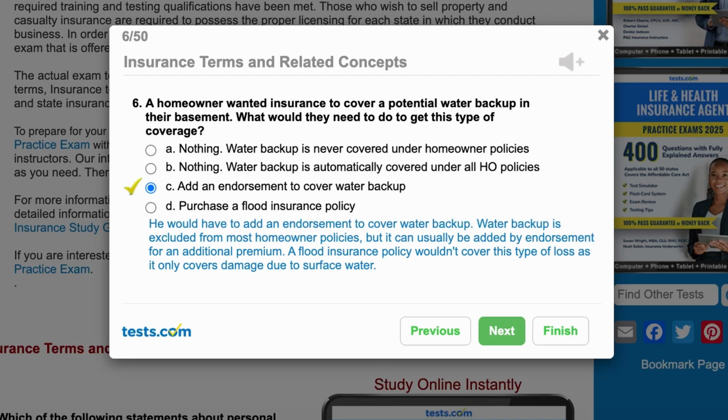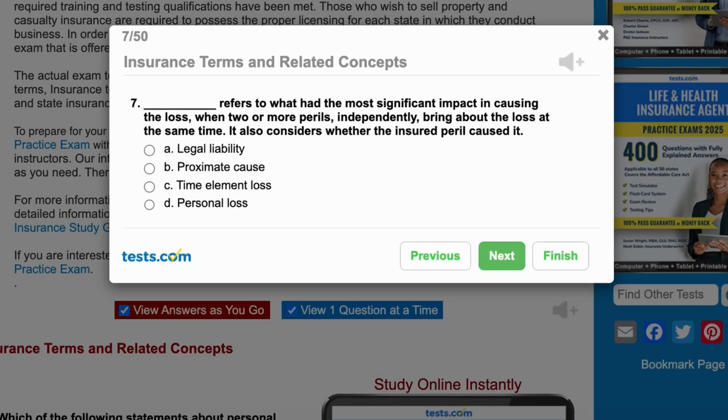A flood insurance policy wouldn't cover this type of loss, as it only covers damage due to surface water. Question number 7. Blank refers to what had the most significant impact in causing the loss when two or more perils independently bring about the loss at the same time. It also considers whether the insured peril caused it.